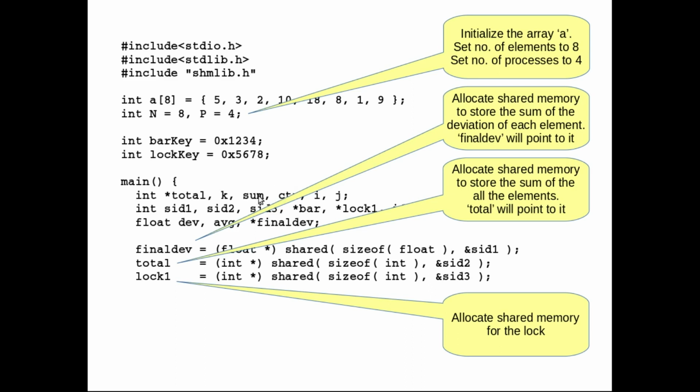Similarly, process 1 will handle A1 and A5. So when process 1 adds these 2 elements, the sum of these 2 elements will be stored in the private copy of sum of process 1. So each process will have its own copy of sum.